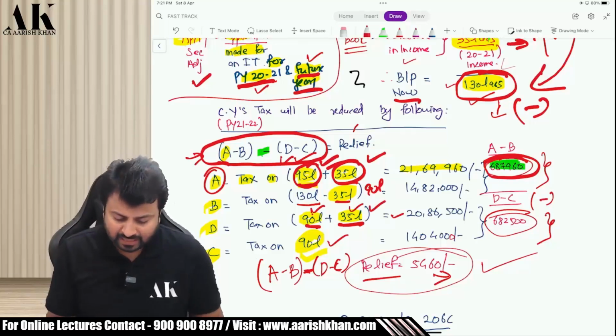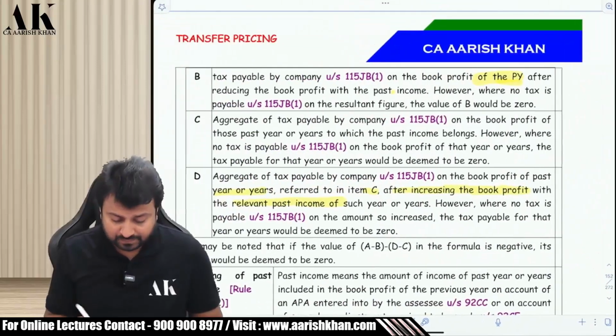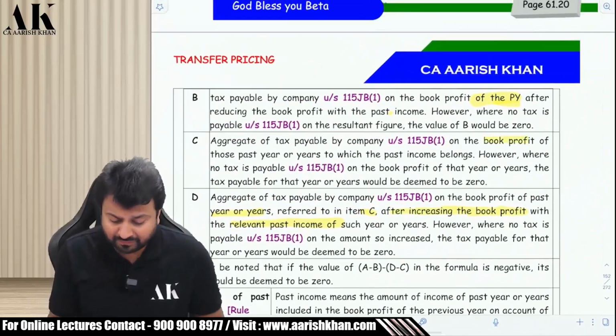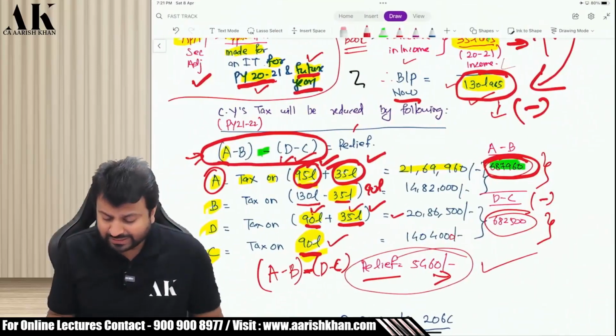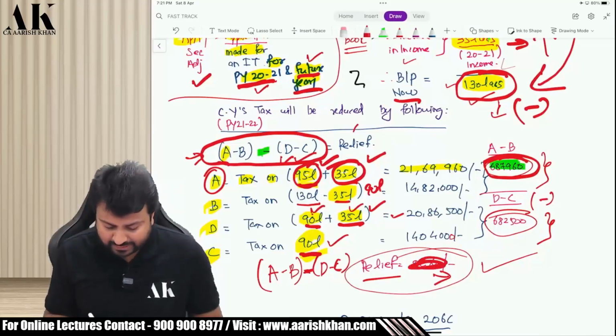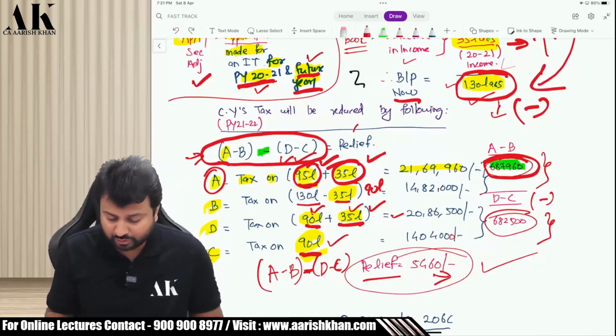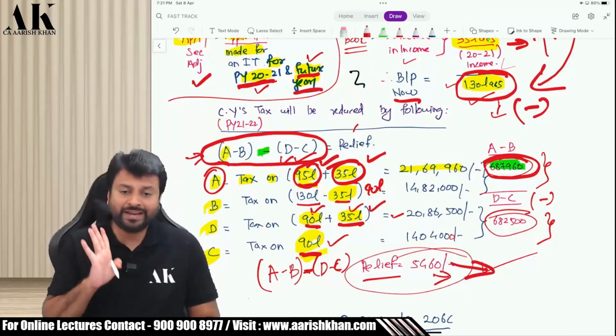That will become D, and C will become what? C will become aggregate of tax payable on the book profit of the past year. So whatever is the past year's profit, that will become C. So now this will be D minus C. So A minus B minus D minus C comes to 5460, and this is going to be the relief which you are going to get under the income tax law. Okay. So it's very simple.